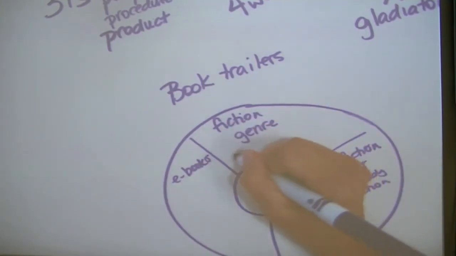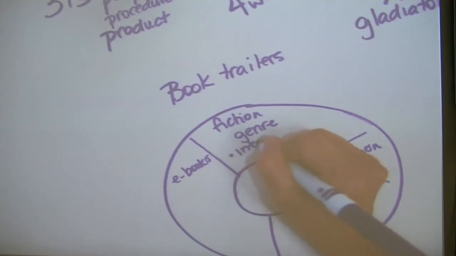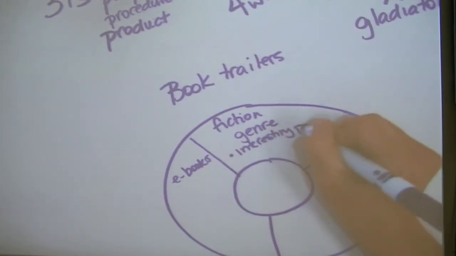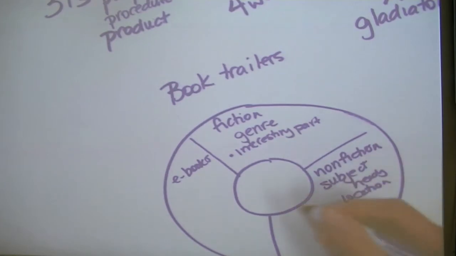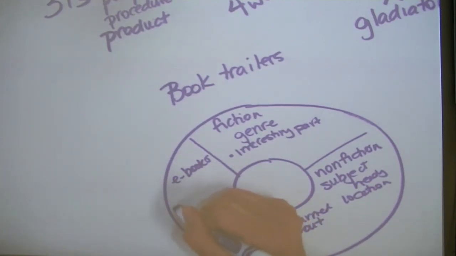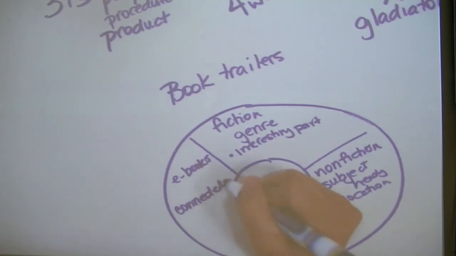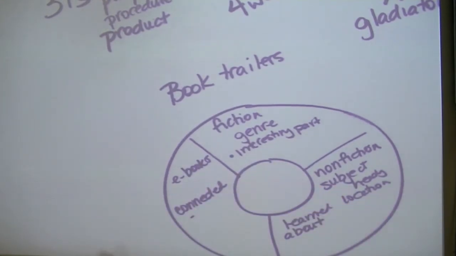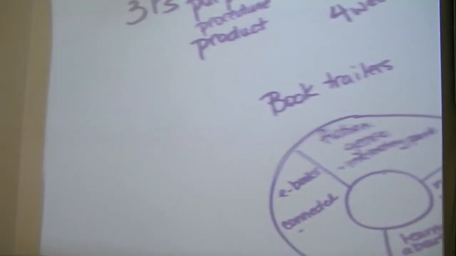In the fiction one, they might tell me their most interesting part of it. In the nonfiction, they would tell me something that they learned about it. I often tell them that when I read nonfiction, I never read it cover to cover, and that I always just pick what I find fascinating. And in the ebooks, again, I would be looking for something that they connected to, something that they really liked about that particular ebook.